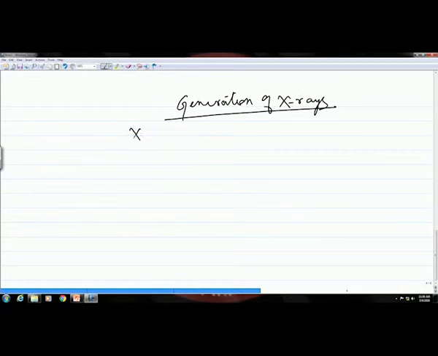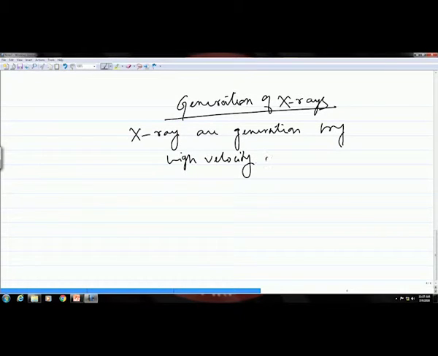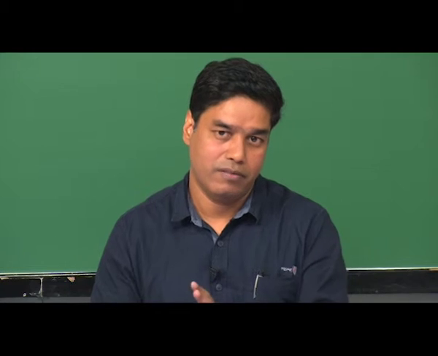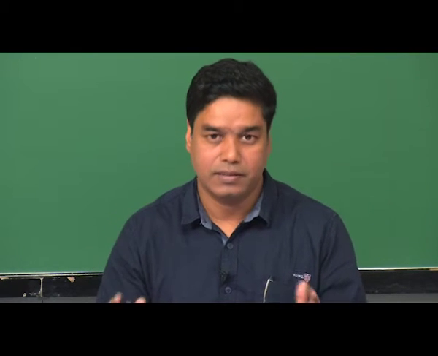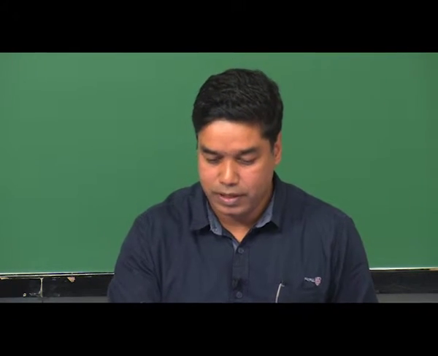So, the basic principle behind generation of X-rays is that X-rays are generated by acceleration and then deceleration of electrons. So, first you provide high velocity to electrons, and then when you decelerate them, this kinetic energy which was provided to the electrons will be converted to X-ray radiation. That is the basic principle behind this.